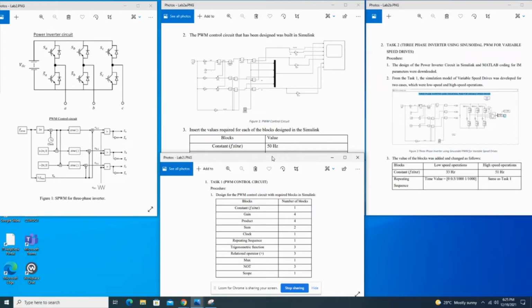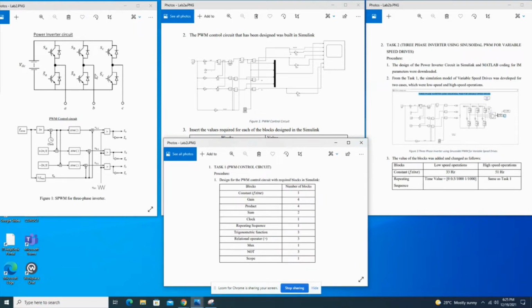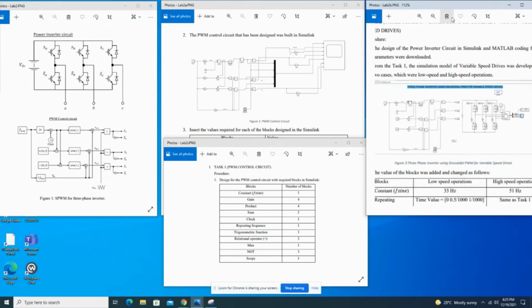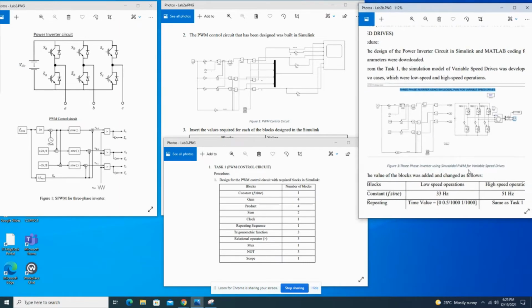Then to combine the inverter circuit with the control circuit, you get this one on the far right. If I zoom in, this is the whole 3-phase inverter sinusoidal pulse width modulation for variable speed drives. Here on the left you see the whole control circuit, and on the right you see the power inverter circuit, and this is the motor and the scope.